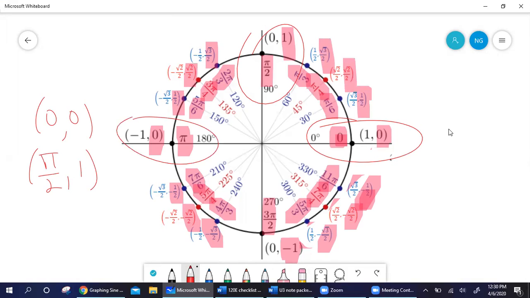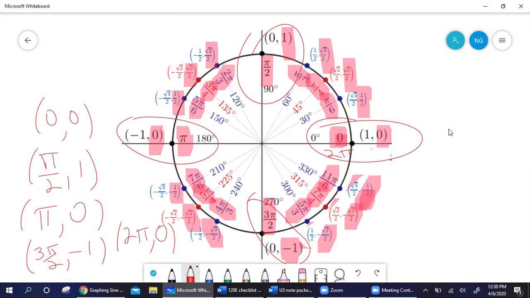This point, which is at pi, comma 0. And finally, this point, 3 pi over 2, comma -1. Well, actually, we'll throw in one more. Our original point could also be thought of as 2 pi, comma 0. So again, these are all points on a graph.